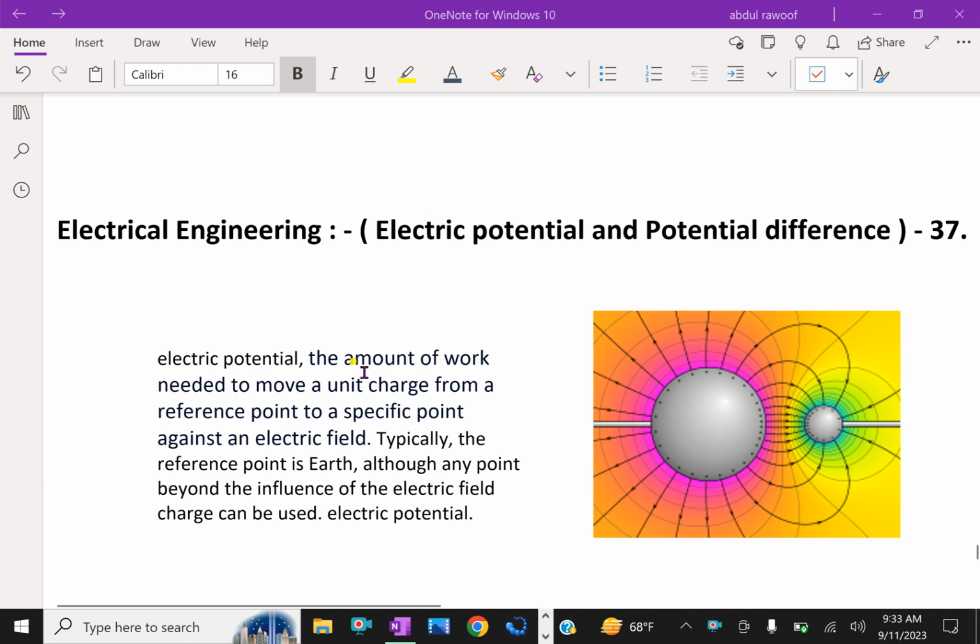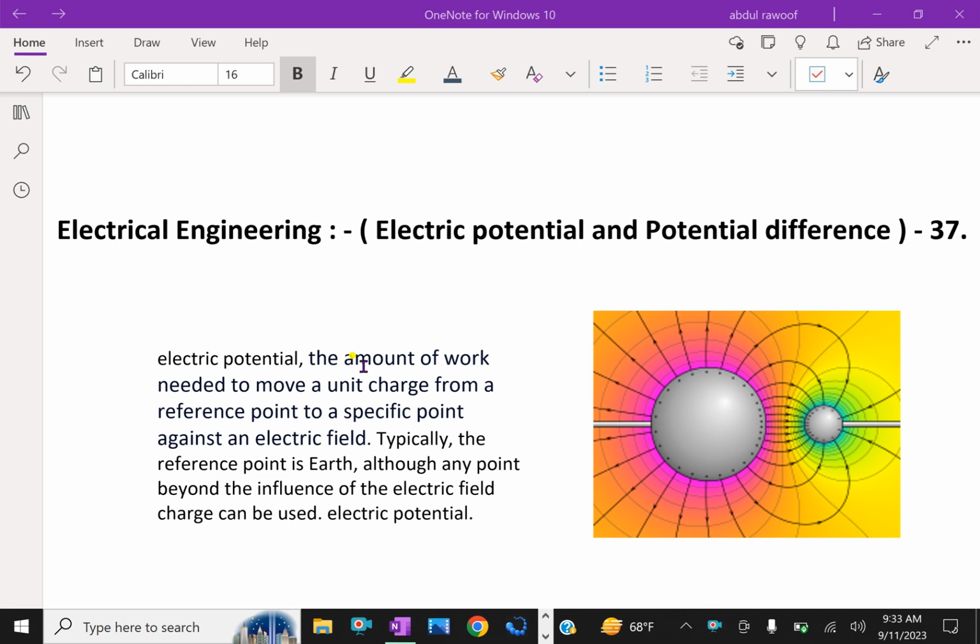In electrical engineering, let us discuss electric potential and potential difference. We know that a body raised above the ground level has a certain amount of mechanical potential energy, which by definition is given by the amount of work done in raising it to that height.